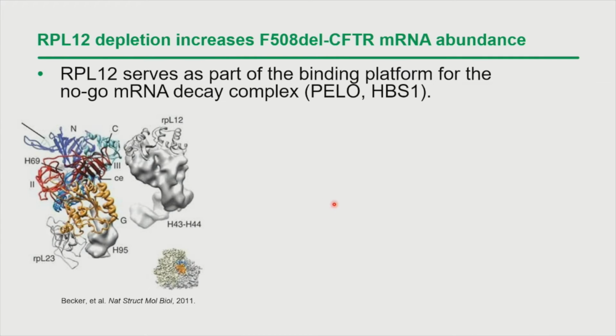But in more recent work, we were curious whether, because of the structural region of RPL12, it might be impacting other aspects of mRNA stability. And this is because earlier work from Roland Beckmann's group has shown RPL12 serves as part of the binding platform for the no-go decay machinery. And this complex is comprised of PELO in higher eukaryotes or DOM34 in yeast, as well as HBS1.